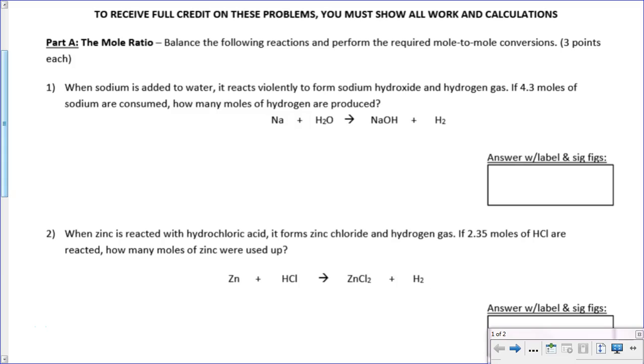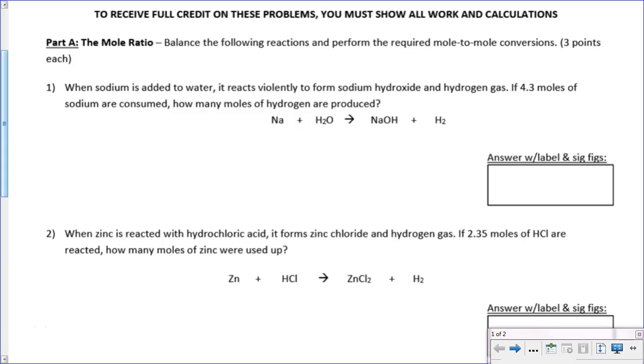In each of these problems, you'll need to balance a chemical reaction and then perform a mole-to-mole conversion, but that's all that we'll be doing. I'll also note that this is the only section of the test where you'll be balancing reactions. For all other sections of the test, the reactions will be given to you already balanced.